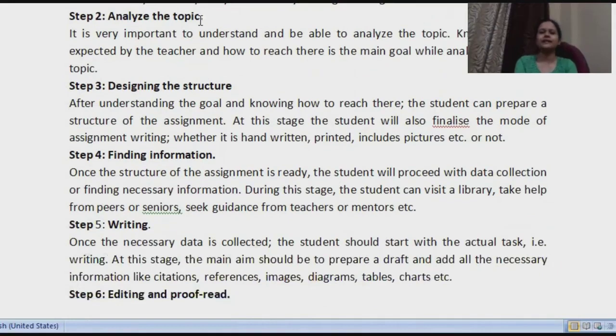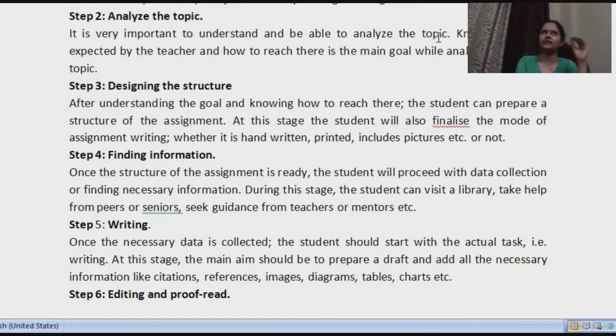Next one is analyzing the topic. Obviously, you cannot just randomly pick any topic and write on it. The topic will be assigned to you by the university or college. So it is very important to understand and be able to analyze the topic. When a topic is given to you, the examiner is also expecting some specific things from you, right? So you analyze the topic.